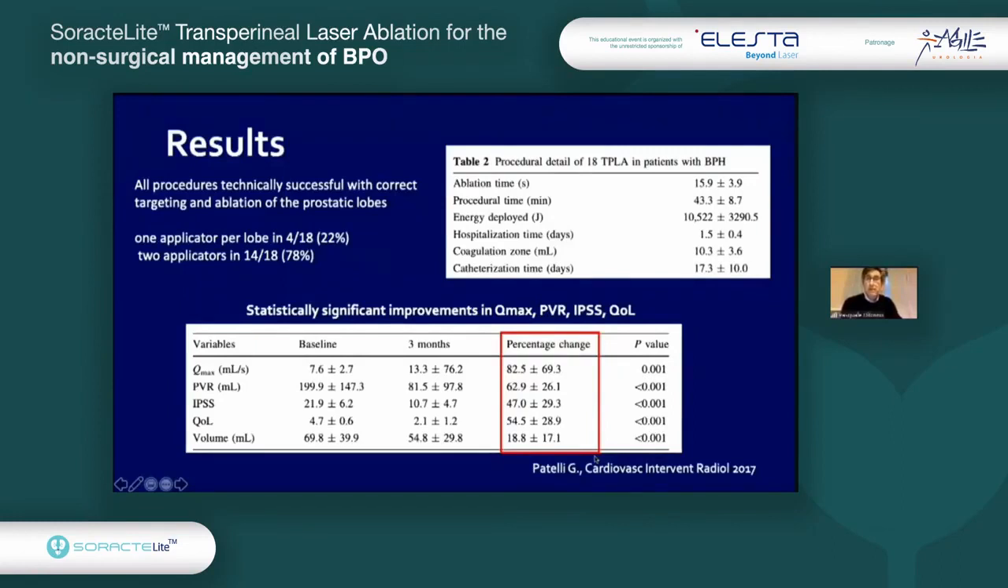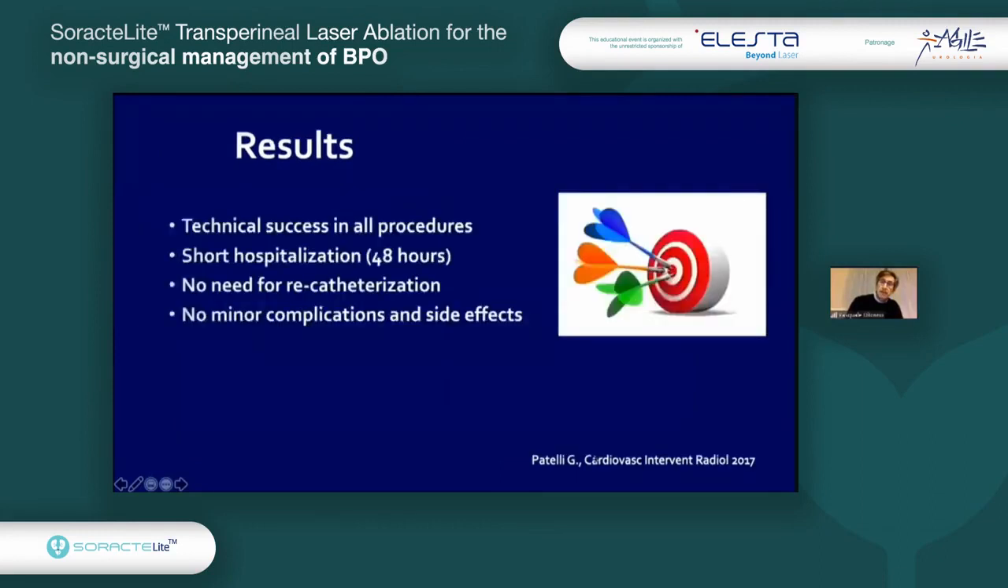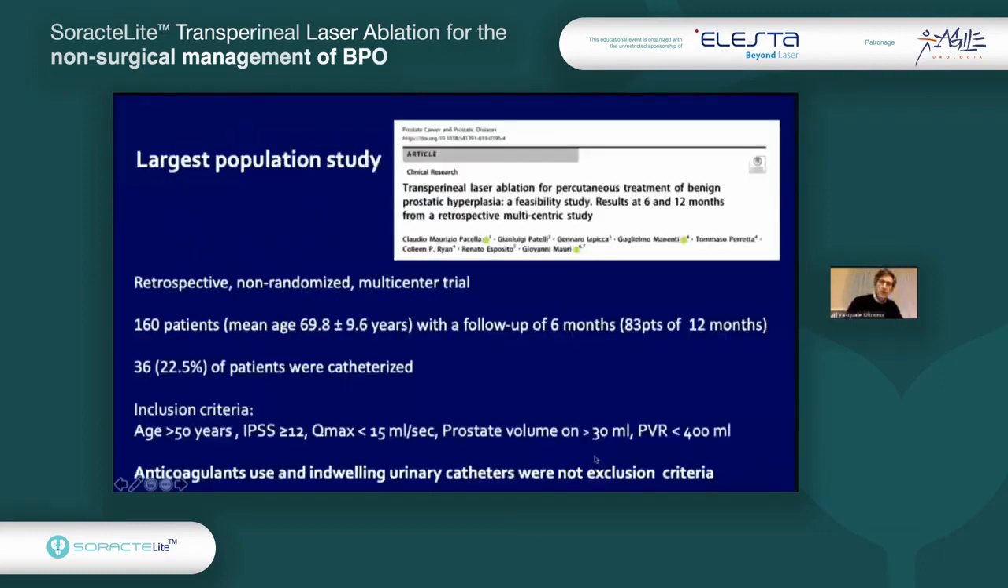But the most important things were the significant improvements we have at 3 months, with important percent change in the Qmax, 80%, and in the post-void residual, 60%, in the IPSS, 47%, quality of life, 50%, and the reduction of volume of 18%, all statistically significant. So finally, this first study was a complete technical success. It was a short hospitalization. There was no need for recatheterization and no complication or side effect.